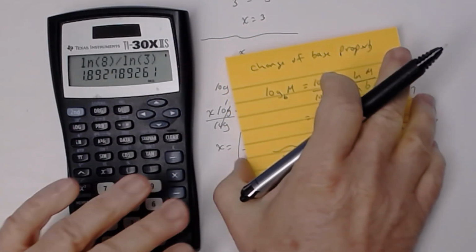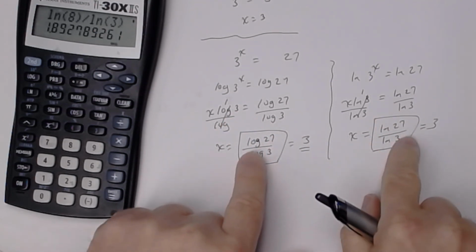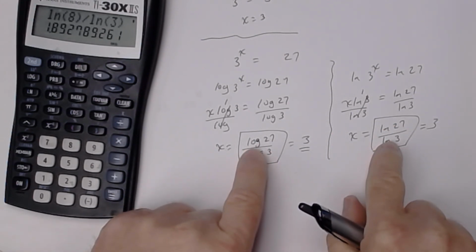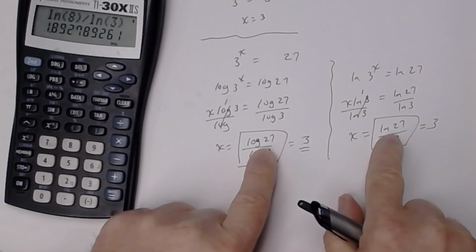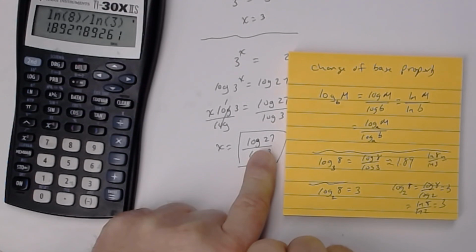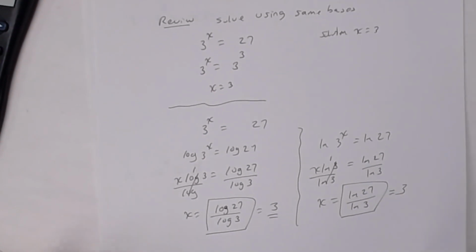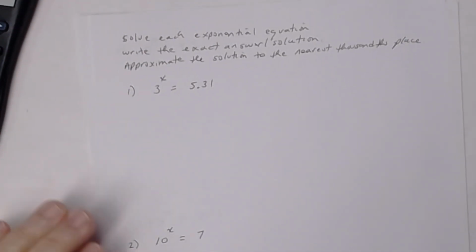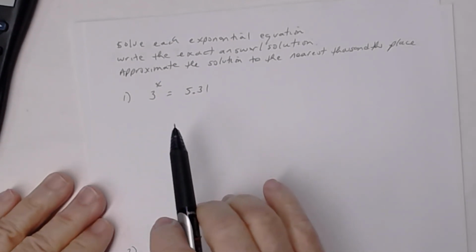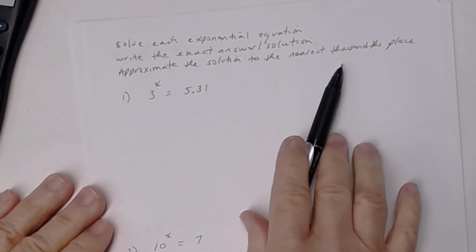Okay? So the point is this, that the reason why those two things I'm circling are equivalent, even though they have different bases, is because of the change of base property, the change of base formula. Okay? All right, so let's look then at number 1. So number 1, you want to solve this exponential equation, and you want to write the exact answer, solution, and you want to approximate the solution to the nearest thousandths place.